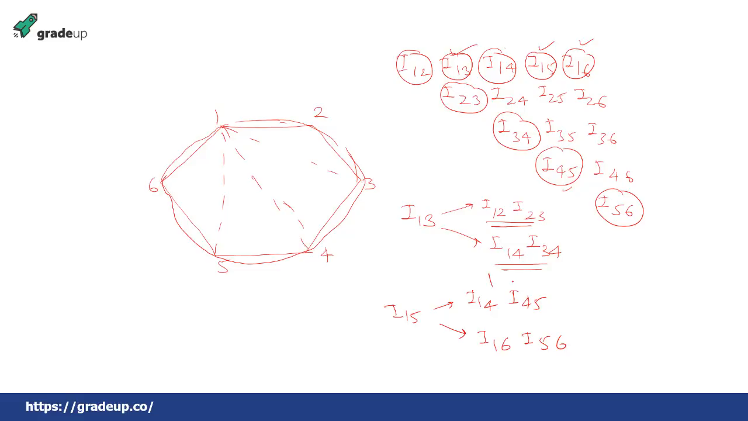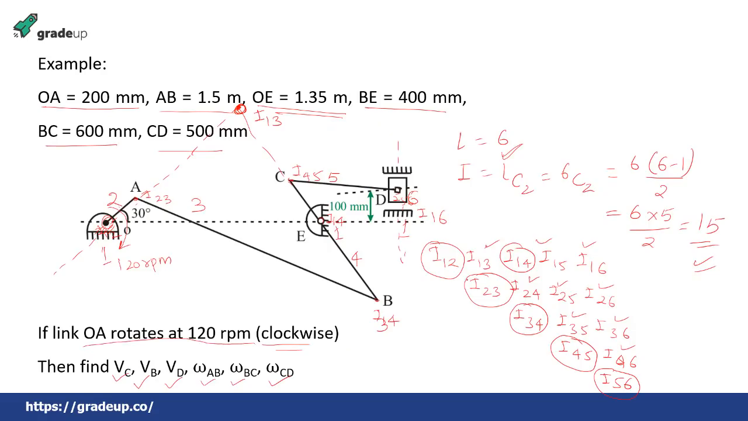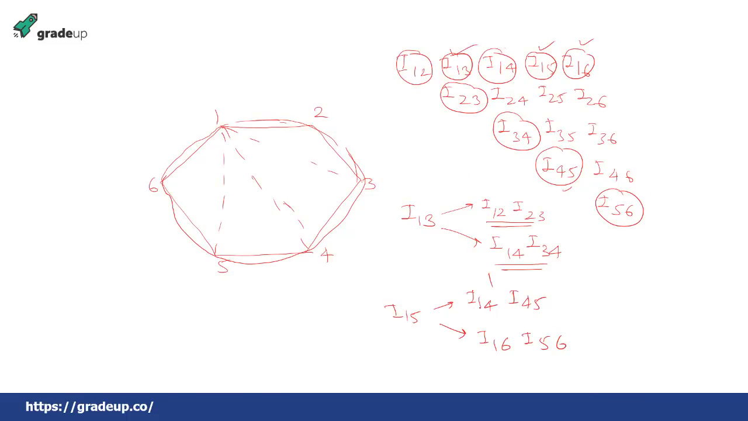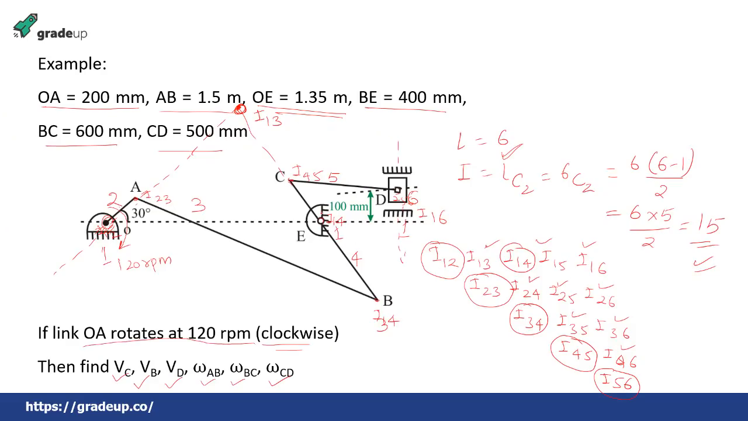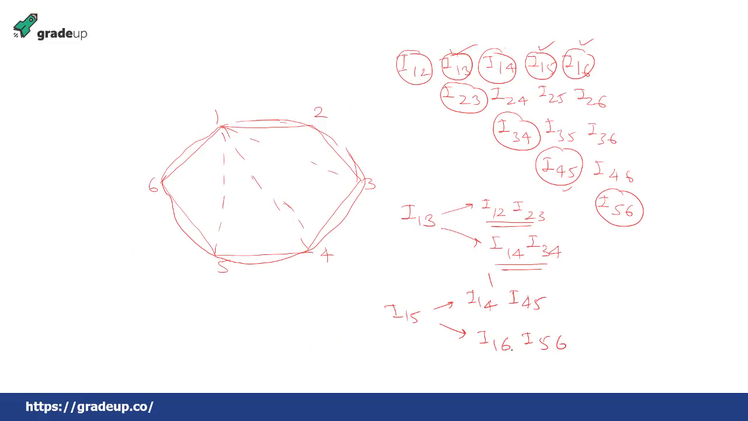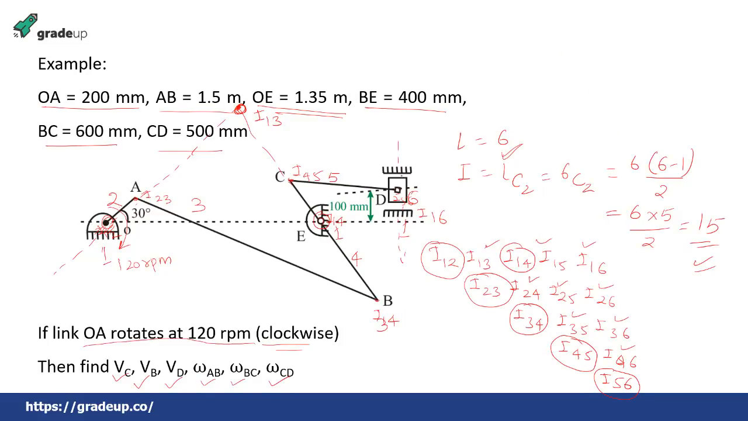Okay, so we can find that out. How? Let us see. 1445: this is 14, and where is 45? This is 45, so again along this line, and then 16 and 56. Where is 16? 16 is along this line, and 56 is along this line.